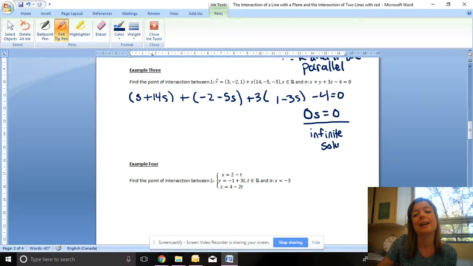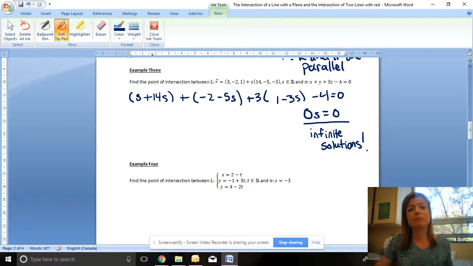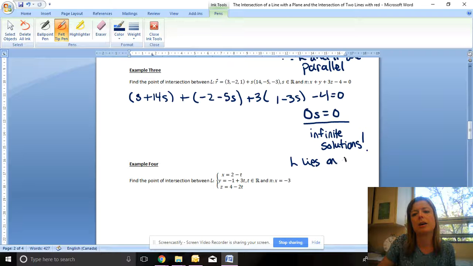Why is that true? Well, no matter what you put in for s, it's always true. 0 times everything is always 0, any real number. So there are infinite solutions, which means that the line lies on the plane.